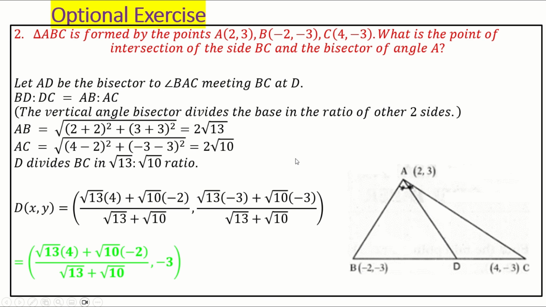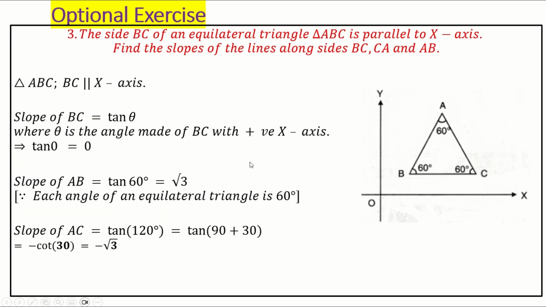Okay, next. The side BC of an equilateral triangle ABC is parallel to the x-axis. Find the slopes of the lines along BC, CA and AB. BC is parallel to the x-axis, so the slope is 0. You know, tan 0 is 0.